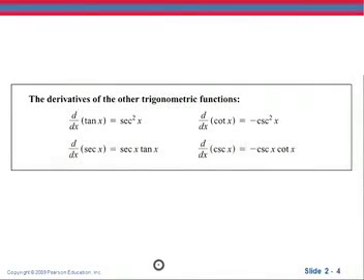Now the other four trigonometric functions have the following derivatives. The derivative of tangent x is secant squared x. The derivative of cotangent x is negative cosecant squared x. The derivative of secant x is secant x tangent x. And the derivative of cosecant x is negative cosecant x cotangent x.